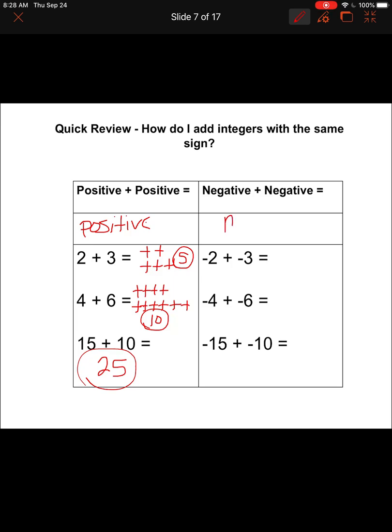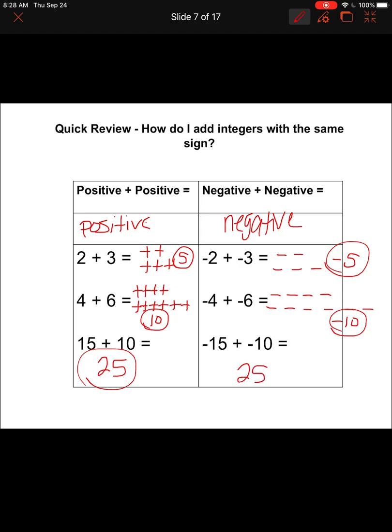Negative plus a negative, we know equals a negative. So if I have -2 plus -3, I have 2 negatives, adding 3 more negatives, I get a total of -5. -4 plus -6, I got 4 negatives, 6 more negatives, I have a total of 10 negatives. Again, not really wanting to draw 15 negatives and 10 negatives, so I know I can add them, and then it's a negative plus a negative, so my answer is going to be a -25.